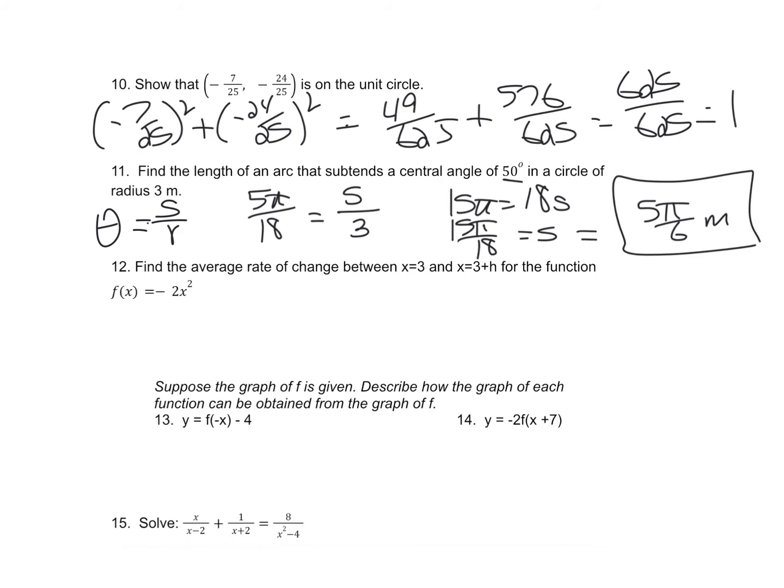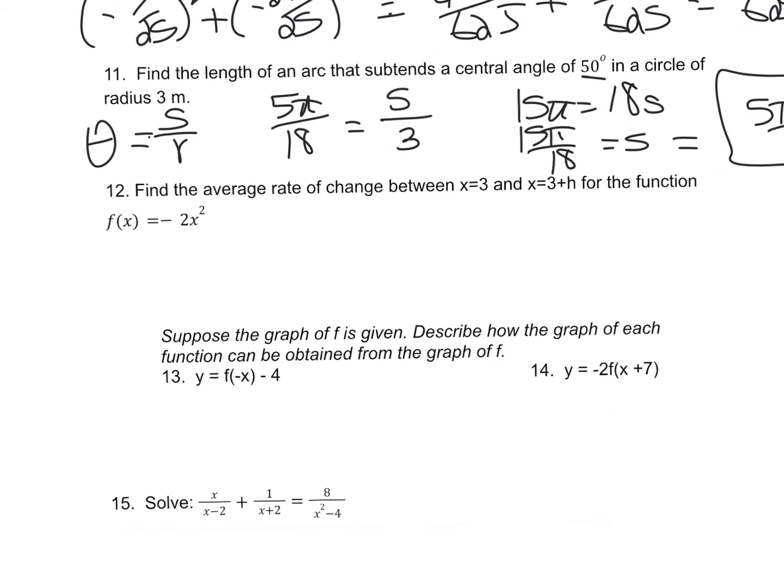Number 12, find the average rate of change. A slope, y minus y over x minus x. My x's I know. I'm going to take the second x, which is 3 plus h, minus the first x, which is 3. To find my y's, you have to plug them in. So I'm going to plug in 3 plus h. Don't have a lot of room here. If I plug it in, let's go down here.